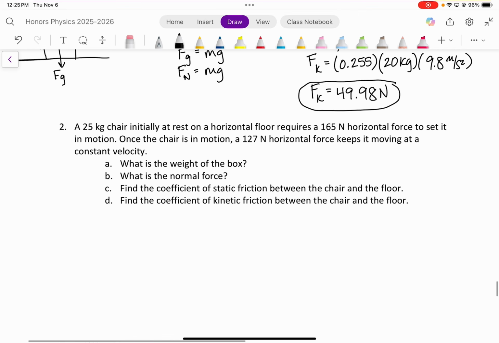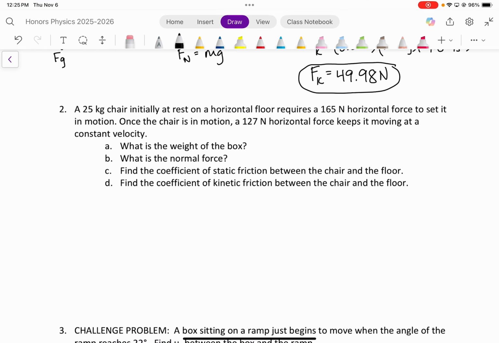All right, let's do number 2, and then we'll get to the fun one, which is question 3. That's going to be kind of what your lab is going to be all about. All right, question 2. A 25 kilogram chair initially at rest on a horizontal floor requires a 165 Newton horizontal force to set it in motion.